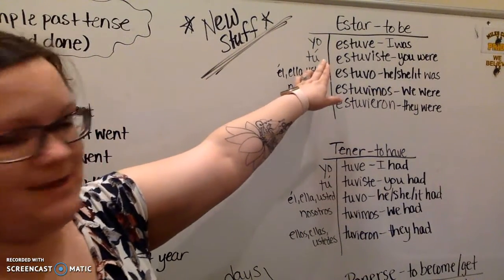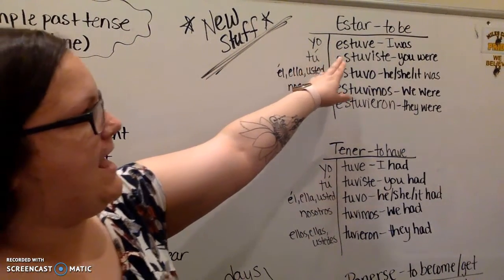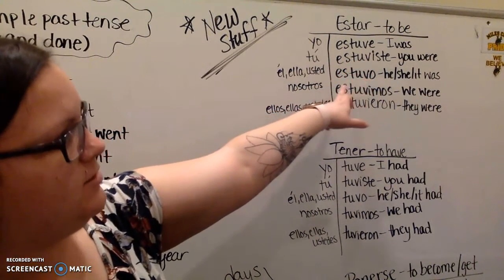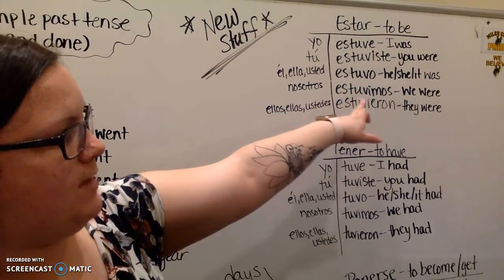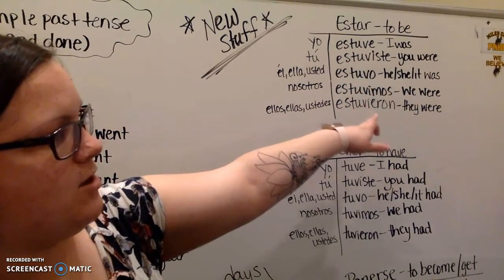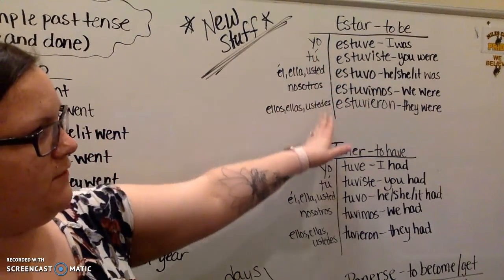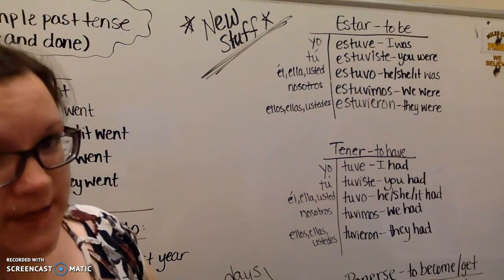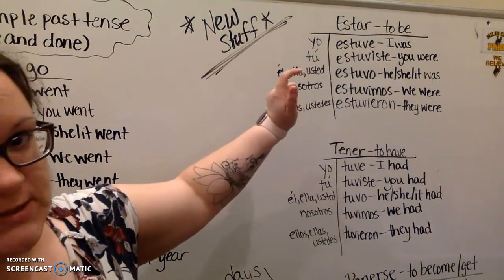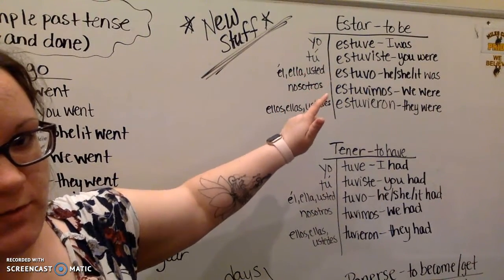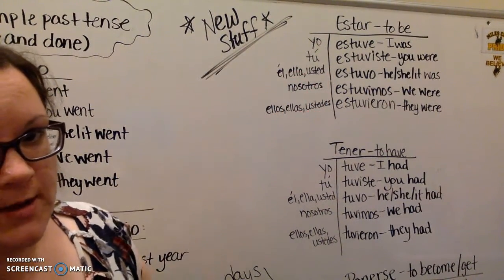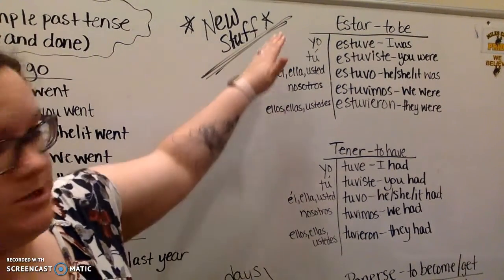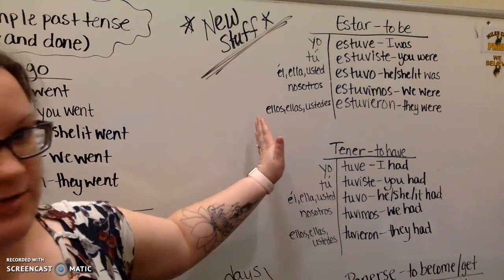We drop the AR at the end, and we add UVE, UVISTE, UVO, UVIMOS, UVIERON. Okay? These become our five forms of the conjugated verb estar in the preterite. So those sound like estuve, estuviste, estuvo, estuvimos, y estuvieron. Okay, so I was, you were, he, she, it was, we were, and they were. And just to remind you, once again, I put your pronouns over here on this side.